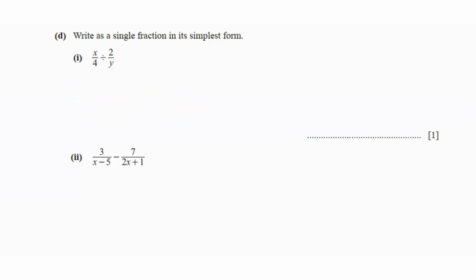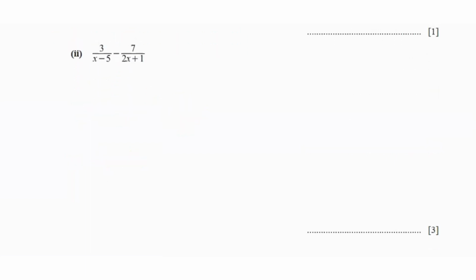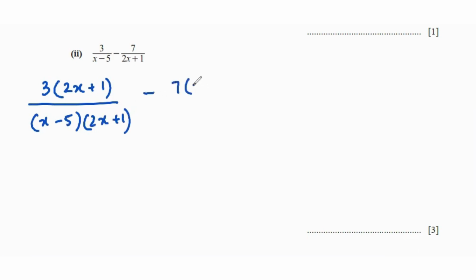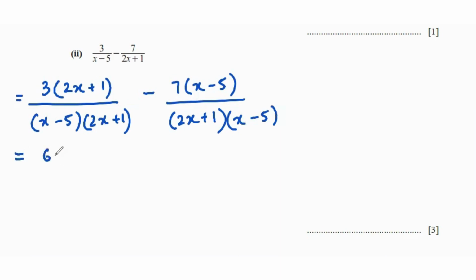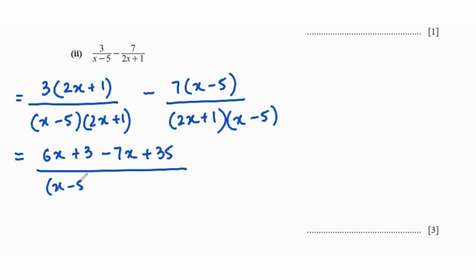Then it says 3 over x minus 5 minus 7 over 2x plus 1. We'll multiply the first fraction by 2x plus 1 so that we have equal denominators, and we'll multiply the second fraction by x minus 5. And as you can see, that gives us the same denominators. And now we can easily subtract the numerators. That's going to be 6x plus 3 minus 7x plus 35 over x minus 5 times 2x plus 1.